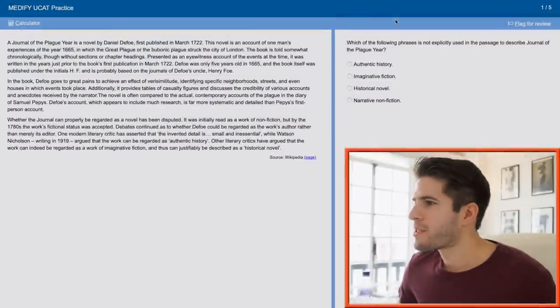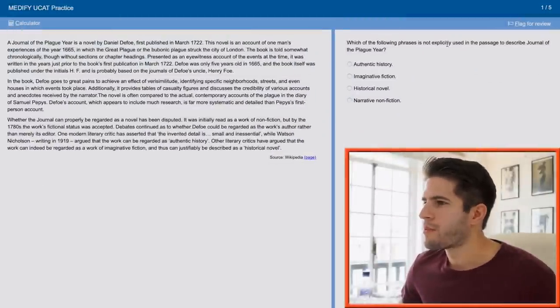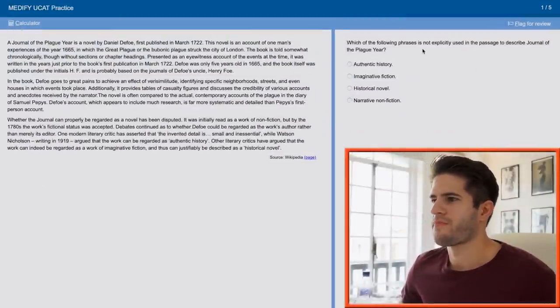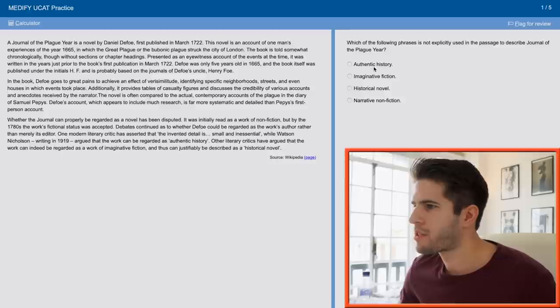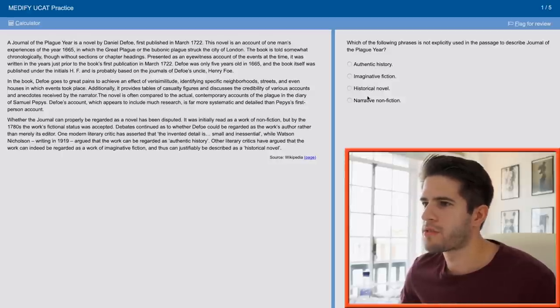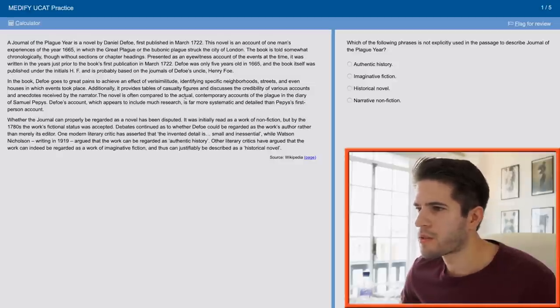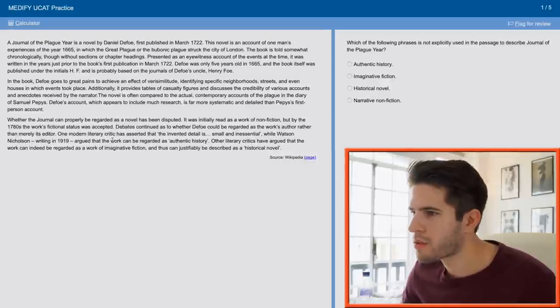Next question. Which of the following phrases is not explicitly used in the passage to describe Journal of the Plague Year? Alright, this should be good. Authentic history, imaginative fiction, historic novel, narrative, nonfiction. So, quickly read through this. Novel is an account of one man, blah, great plague. Authentic history. So, which one is not used? Okay, authentic history. Imaginative fiction. This will be a historic novel.